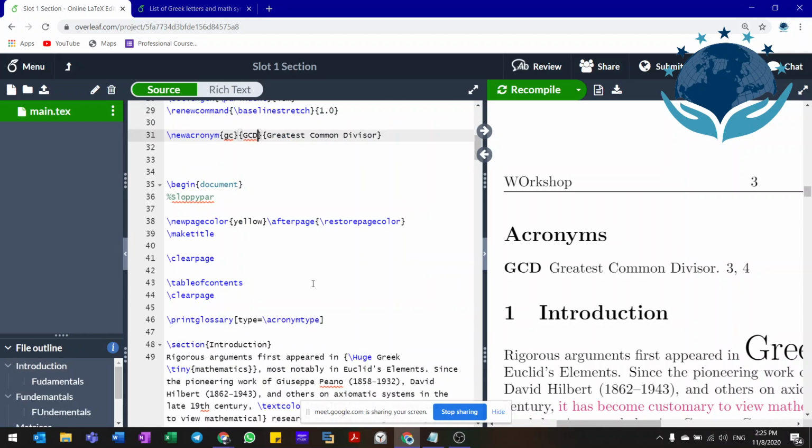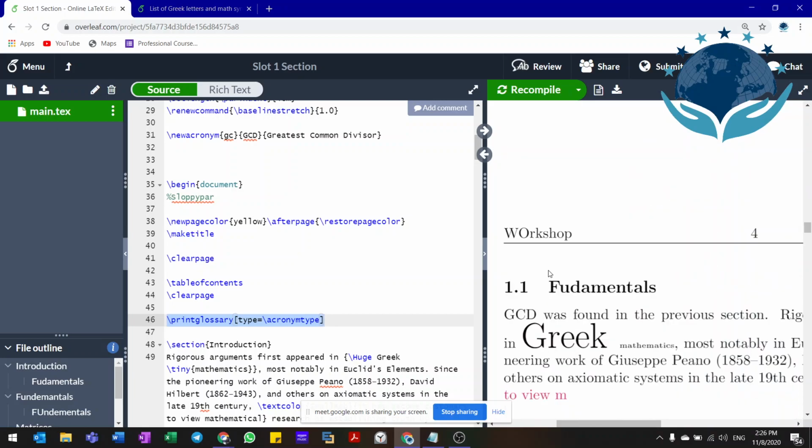Another question from the participant side is whether we have to print the glossary at the top, or whether we can go for the last page also. Yes, you can go for the last page, and you can print it wherever you need. You can even print it in the middle of the page. No one is going to bother about that. Okay, thank you.